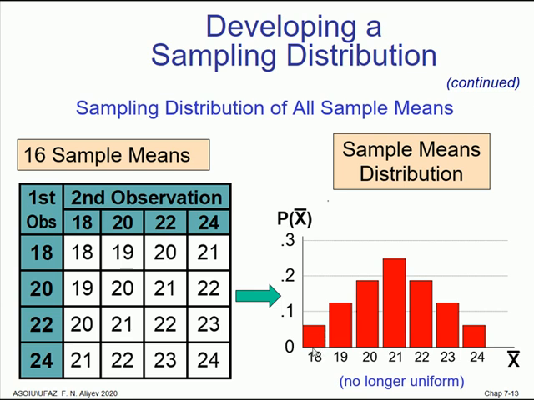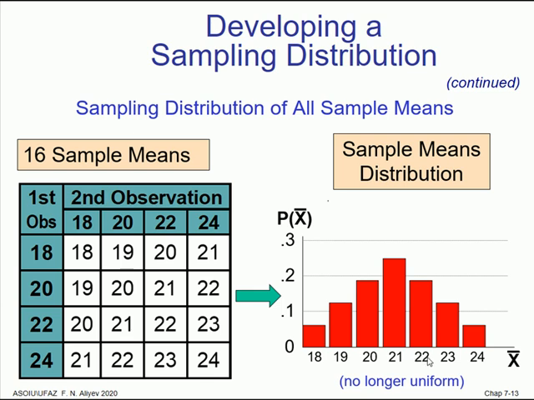The probability of our variable, the sample mean, being 18 is 1 over 16. The probability of the sample mean being 19 is 2 over 16, that is 1 over 8. The probability of the sample mean being 20 is 3 over 16. The probability of the sample mean being 21 is 4 over 16, which simplified is 1 over 4, 0.25, you see.